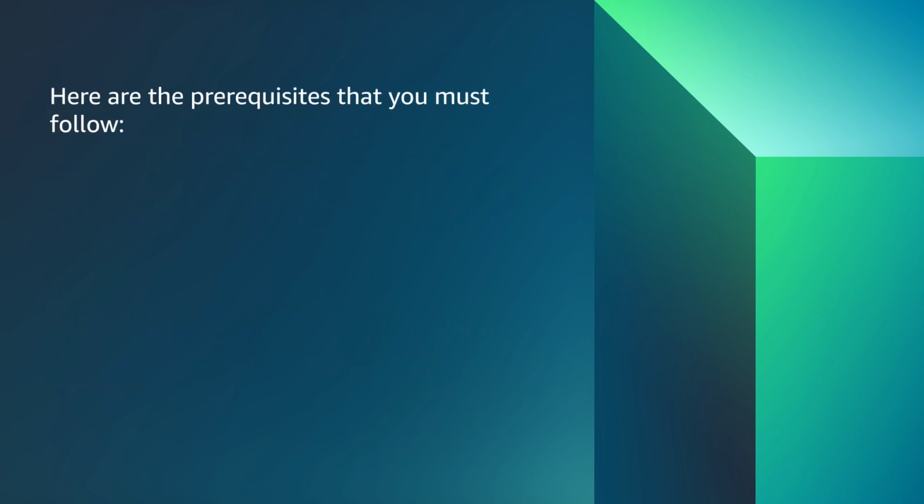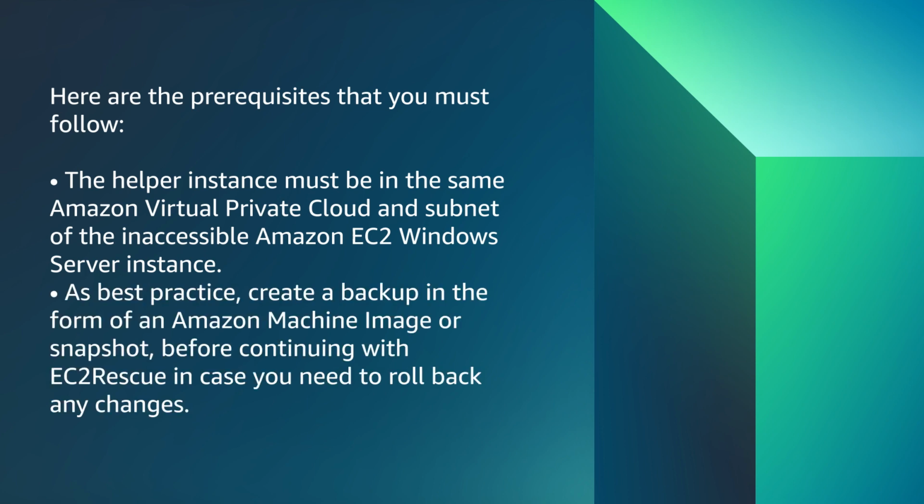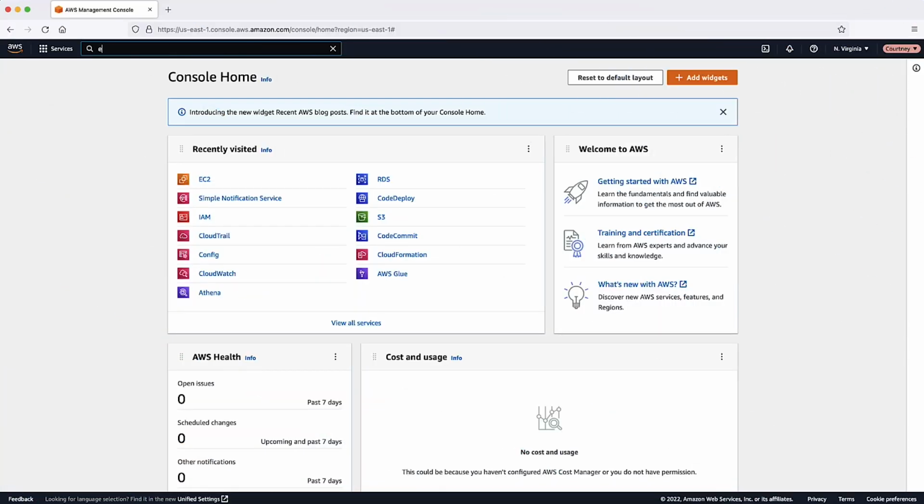Here are the prerequisites that you must follow. The helper instance must be in the same Amazon virtual private cloud and subnet of the inaccessible Amazon EC2 Windows server instance. As best practice, create a backup in the form of an Amazon machine image or snapshot before continuing with EC2Rescue in case you need to roll back any changes. Let's create that helper instance.